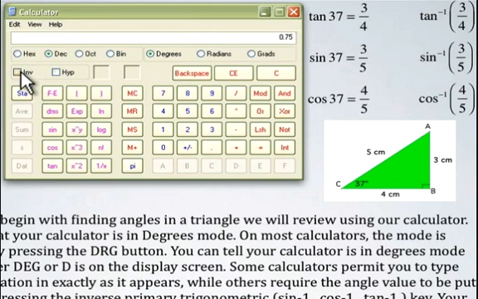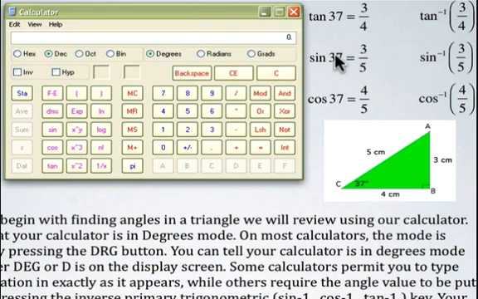So what we're going to do is click on inverse and tan, and we end up getting 36.869, etc., which is very close to 37 degrees. So that means that if you have an opposite side of 3 and an adjacent side of 4 in a right triangle, the angle is going to be 37 degrees. So let's do the same thing again.